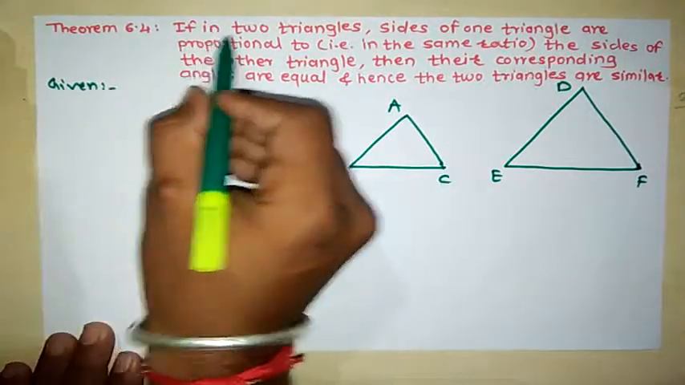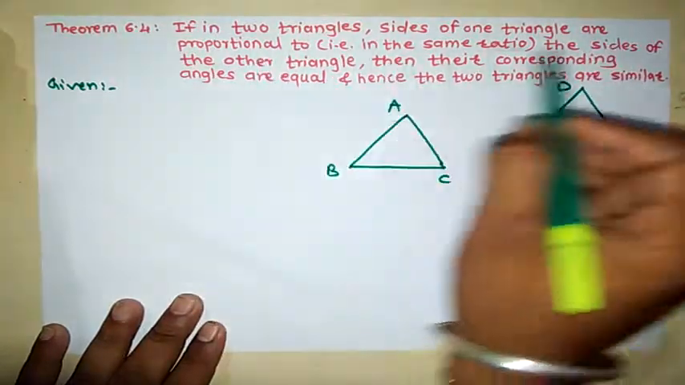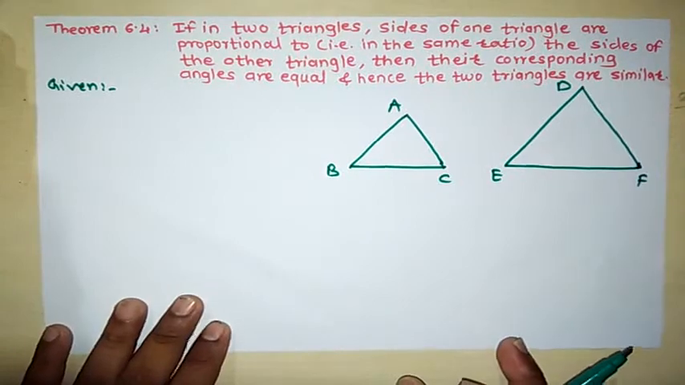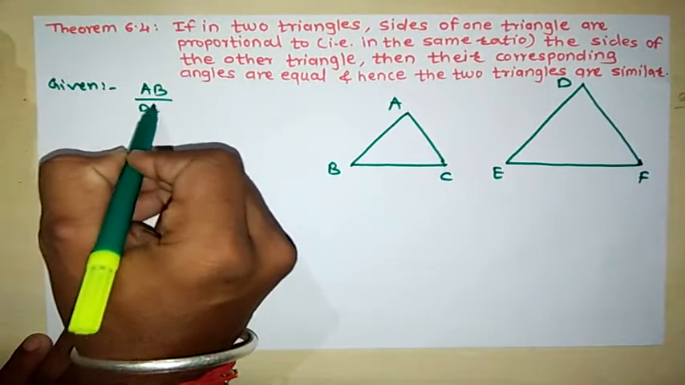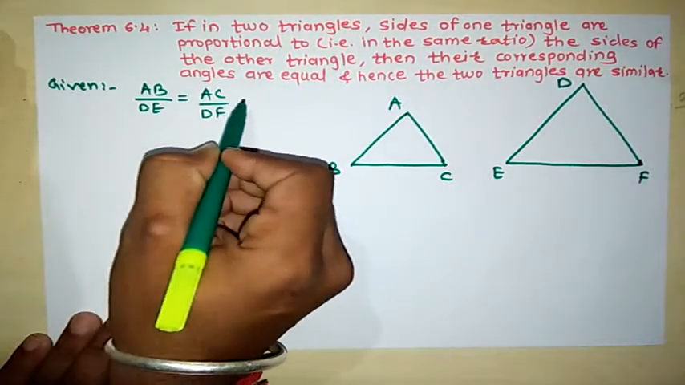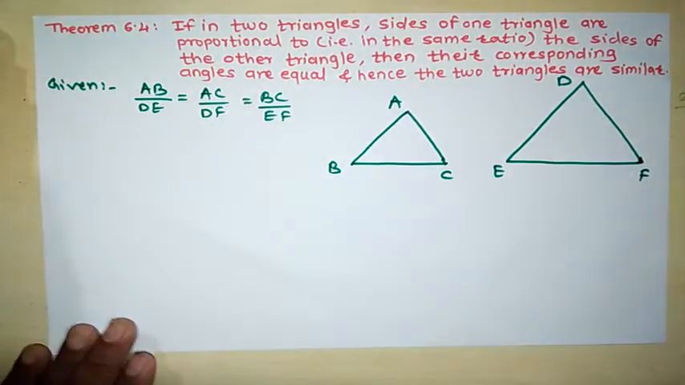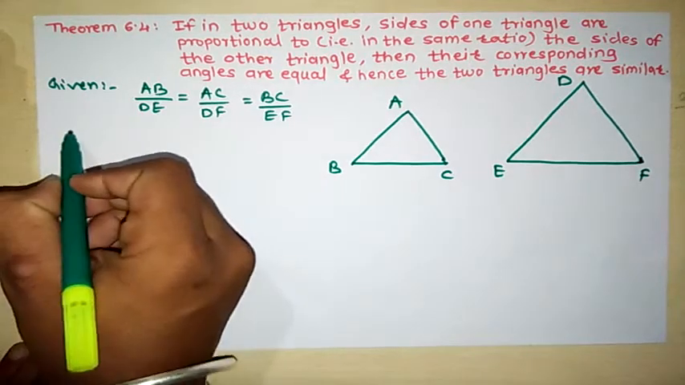If in two triangles, sides of one triangle are proportional to the sides of the other triangle, that is, all the sides are in the same ratio, it is given, that is AB divided by DE is equal to AC divided by DF is equal to BC divided by EF. It is given data that all the corresponding sides of the two triangles are in the same ratio. Now what we have to prove here?